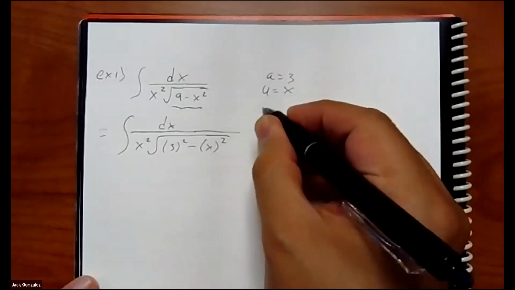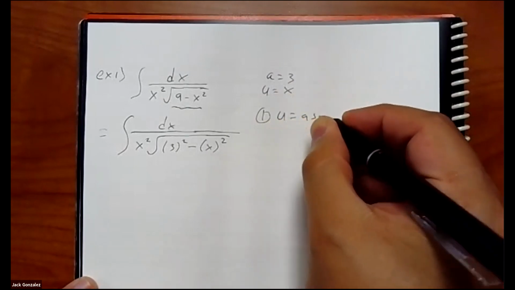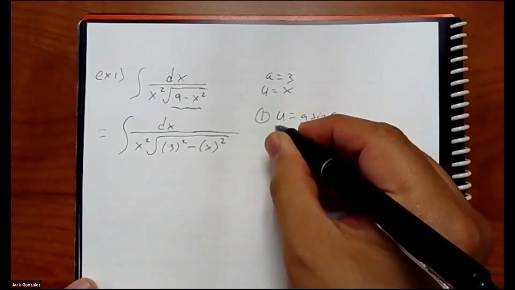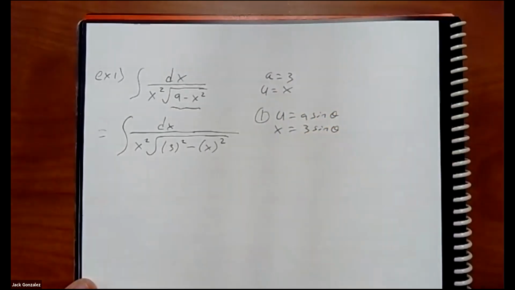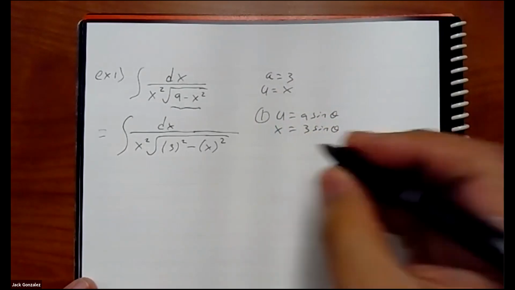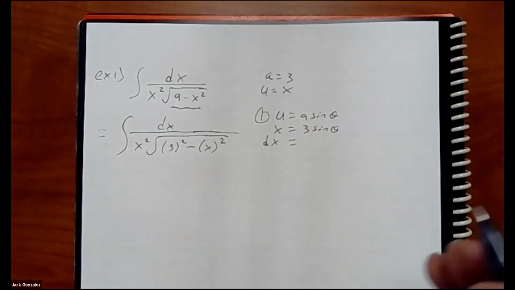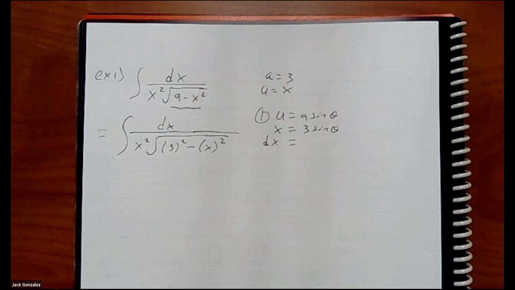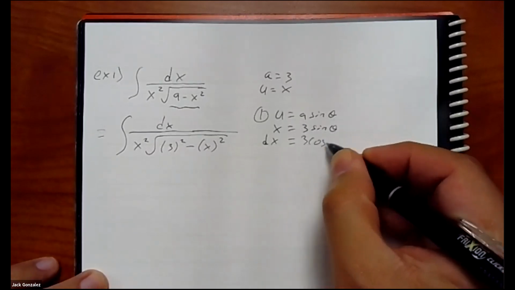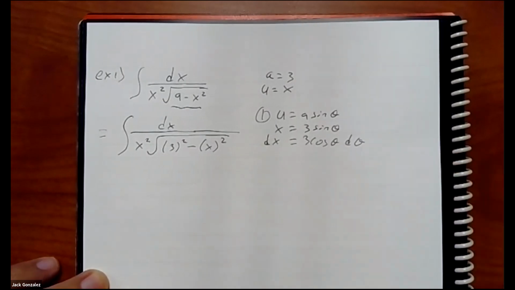So I'm going to use rule number 1. U is equal to a sine theta. In other words, x is equal to 3 sine theta, right? Translating it to our own problem. What would be dx? What's the derivative of 3 sine? Yeah, just 3 cosine, right? The theta. Okay.